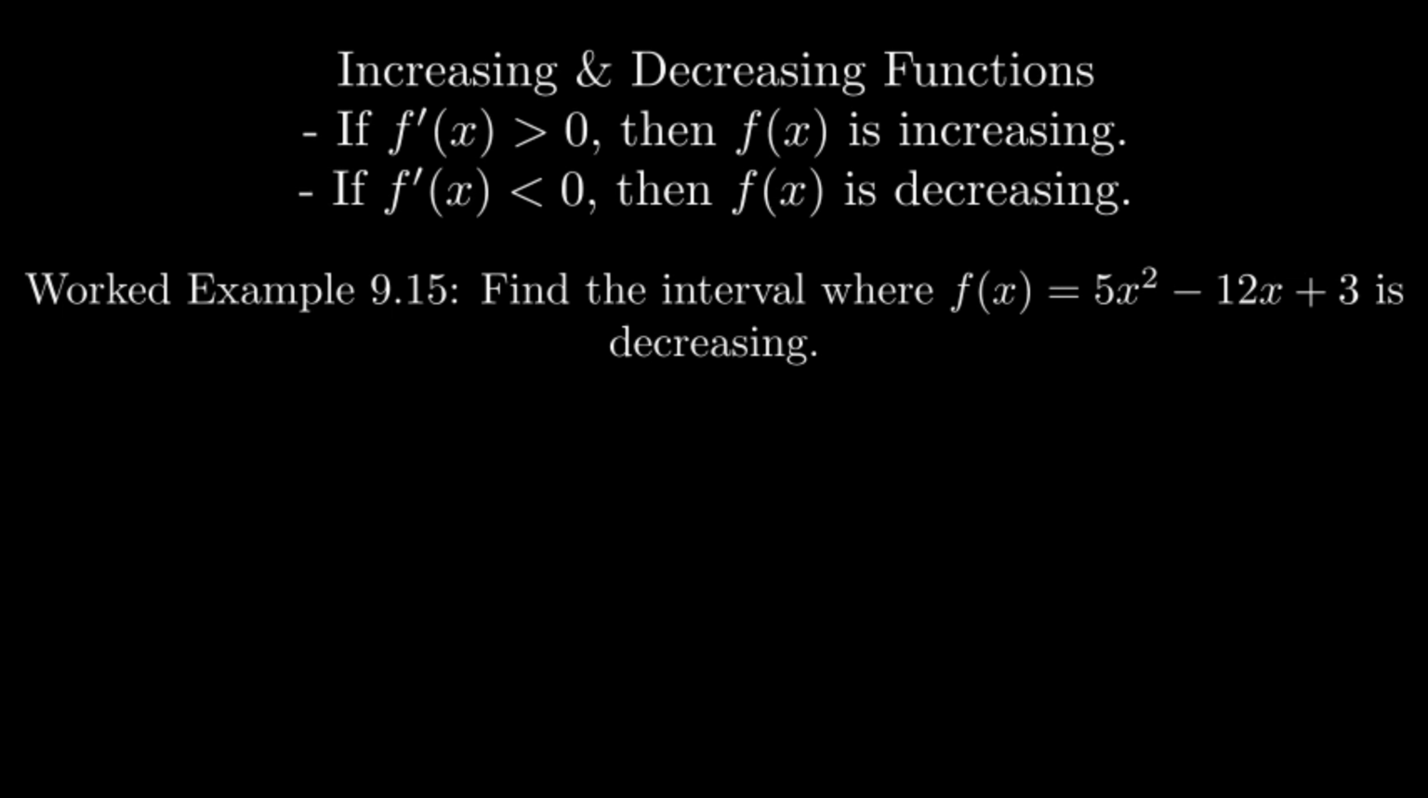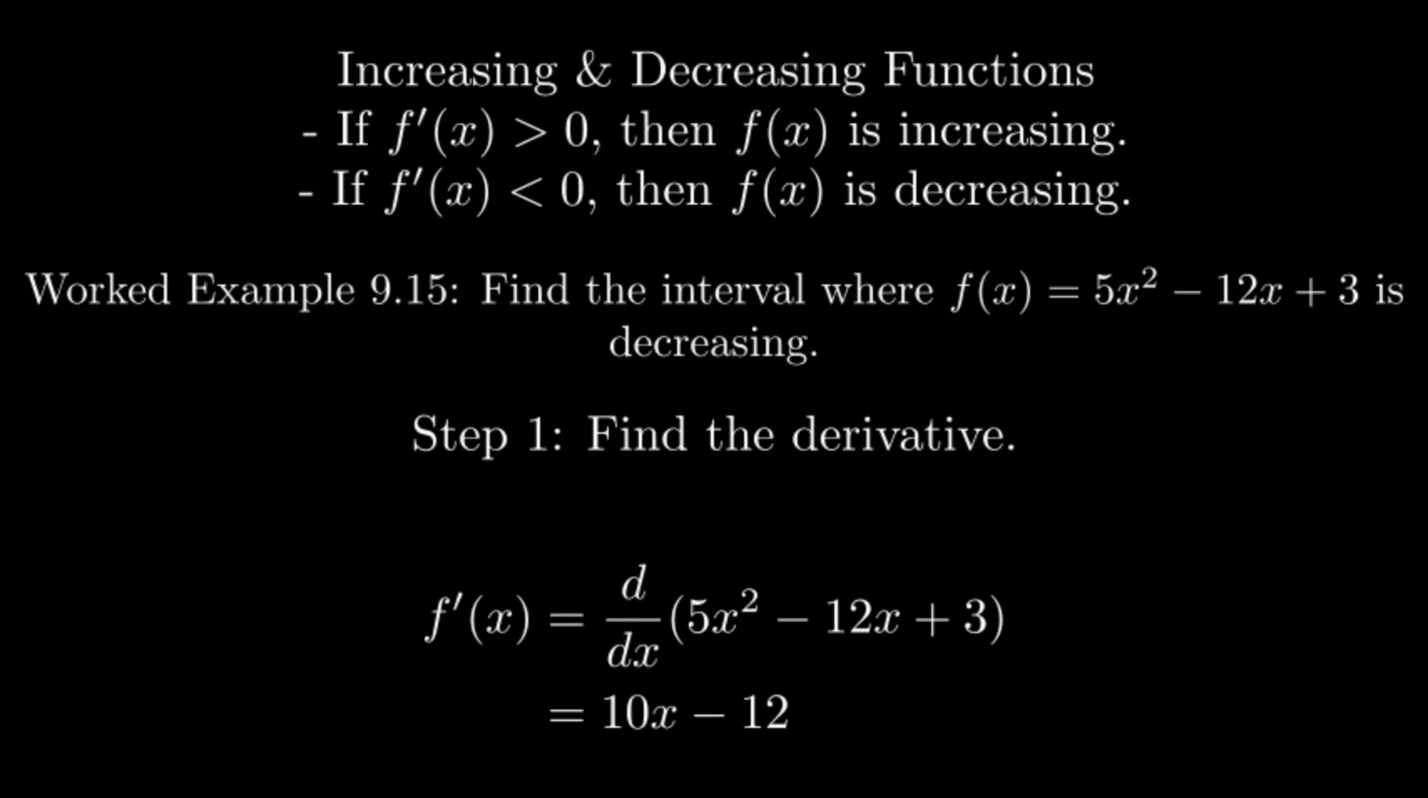Find the interval of x values for which the function f of x equals 5x squared minus 12x plus 3 is decreasing. The question asks where the function is decreasing. This means we need to find where its derivative is negative. First step is always to find the derivative. Using our rules, the derivative of 5x squared is 10x, the derivative of minus 12x is minus 12, and the derivative of the constant 3 is 0. So f prime of x is 10x minus 12.